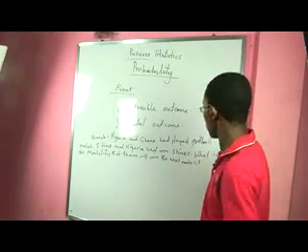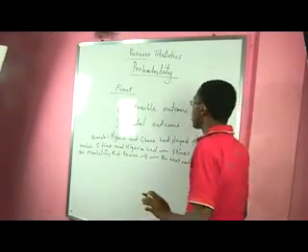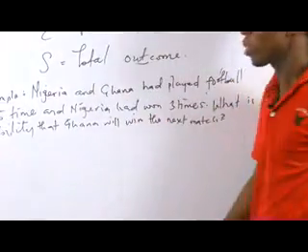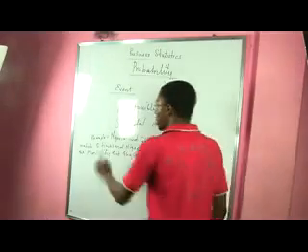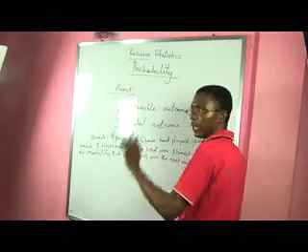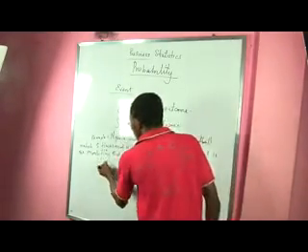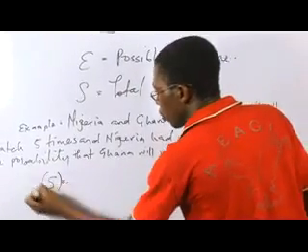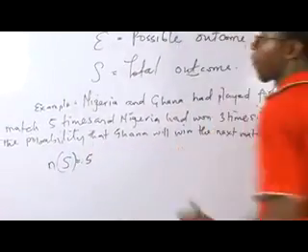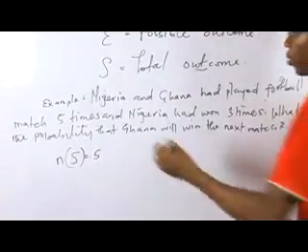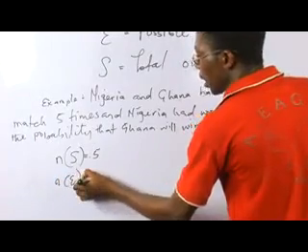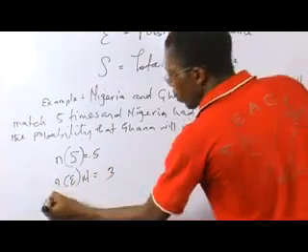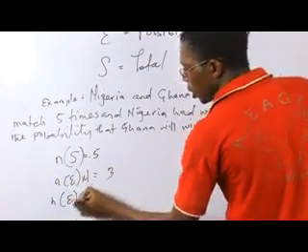So in order to consider this, the first thing you have to know is the total outcome. So what is the total outcome that we have here? The total outcome is 5, because Nigeria and Ghana played 5 times. So the number of total outcome is 5. You understand? The possible outcome for Nigeria is 3. The possible outcome for Ghana is 2.